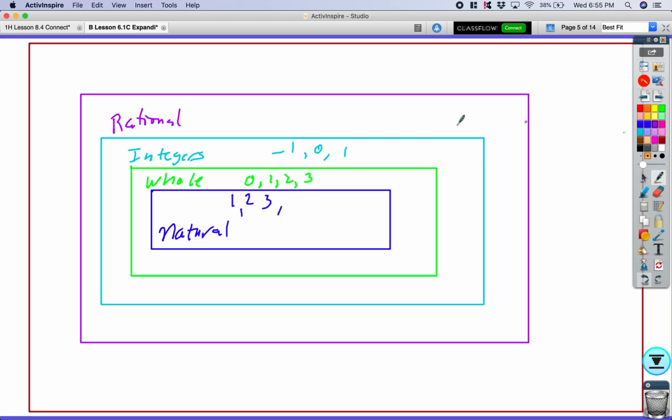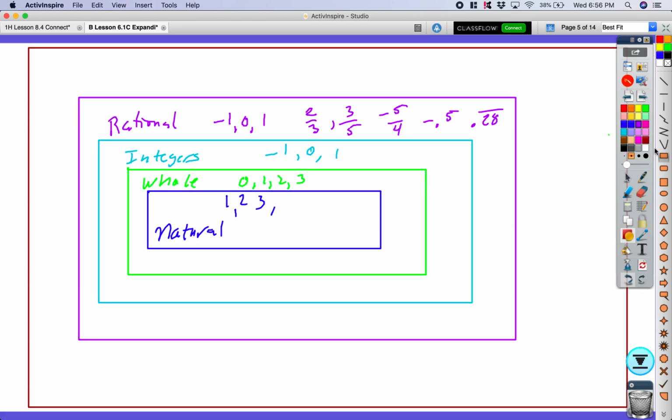So that would look something like -1, 0, 1. And I said any number that can be written as a fraction, like 2/3, 3/5, -5/4. Any number that's a decimal that ends, like -0.5. And any decimal that goes on forever and repeats, like 0.28 repeating. All of these numbers are rational numbers. We also came up with one thing that said, well, not all numbers are rational numbers. It's its own separate thing.